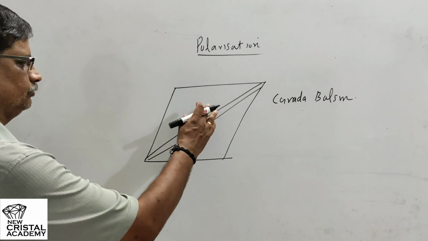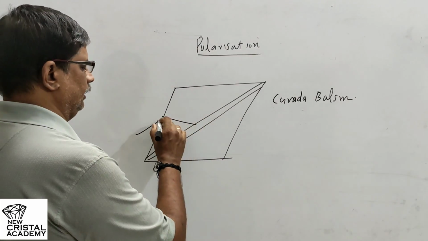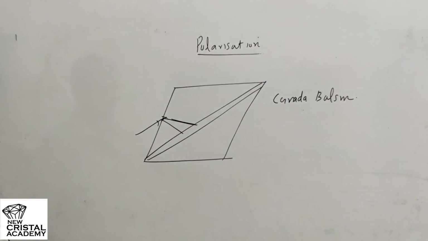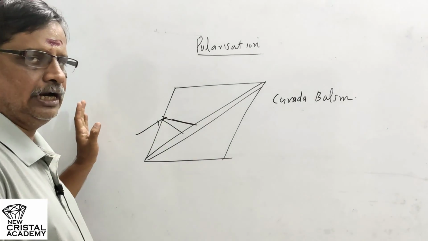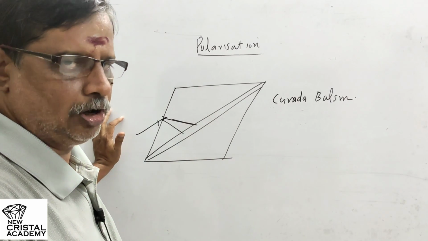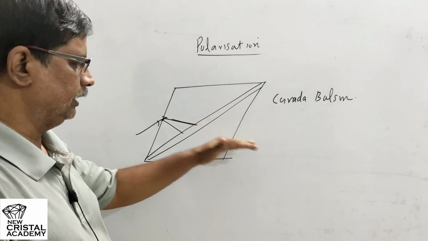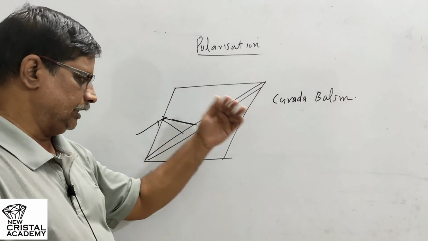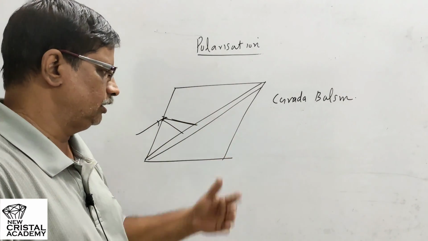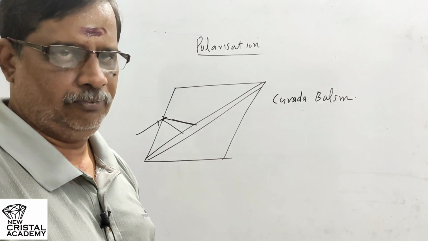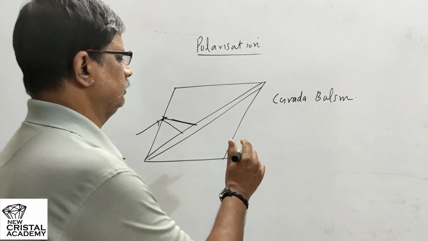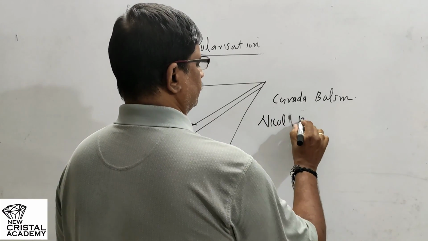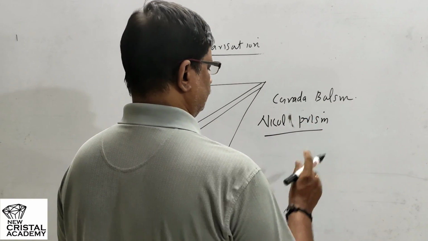So when light enters this, it will split into two rays, ordinary and extraordinary. When they pass through the Canada balsam layer, the ordinary ray will be removed by the layer, either by absorption or by reflection, and only the extraordinary ray will pass through. So the light you get at the other side of the prism will be completely plane polarized. So the nickel prism is used for producing polarized light.